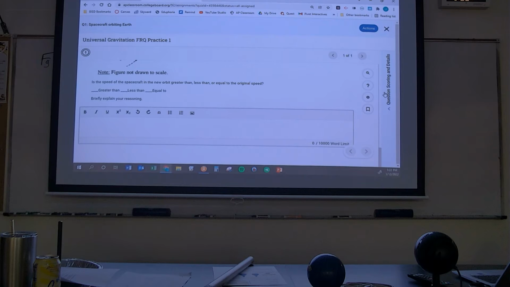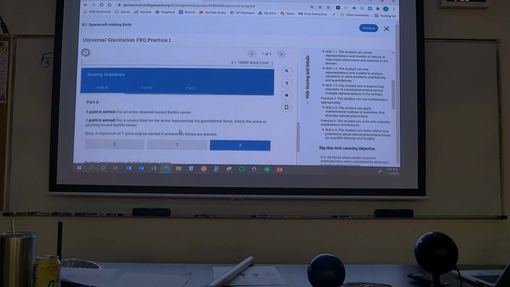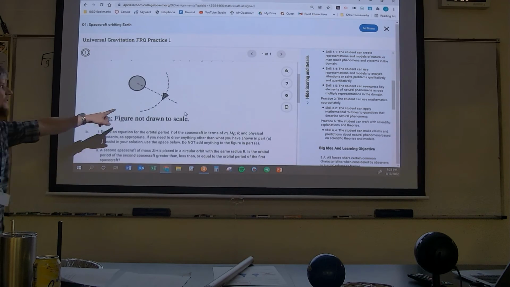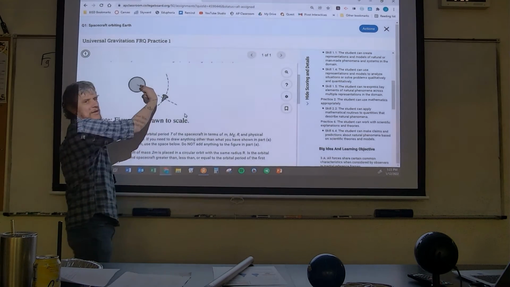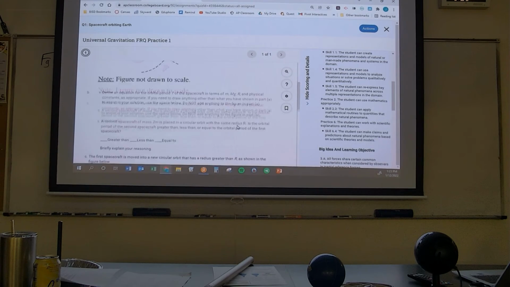All right. So yesterday, if you were following along, which you hopefully were, Part A, 1 point is earned for an arrow direct. Remember, this was just the free body diagram here, right? Is an arrow pointing that way, and is a gravitational force. That's all you had to do there. That's literally it.